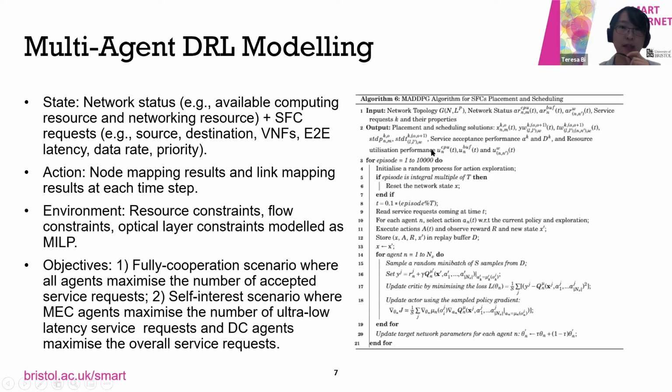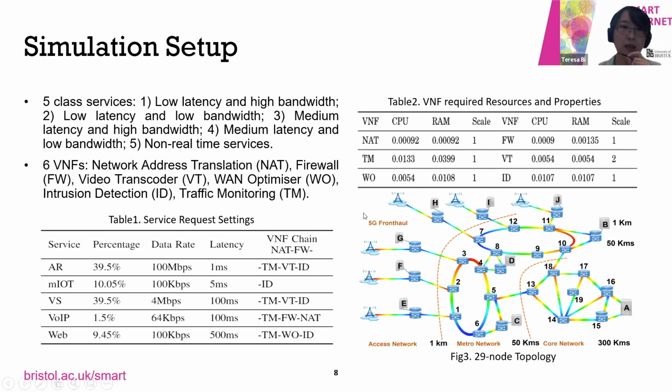And this is the MADDPG algorithm modified for this problem. This is the simulation setup. In general, I consider 5 classes of services according to their latency and bandwidth requirements, and 6 types of virtual network functions. The service request parameters and the VNF required resources and properties are listed in these 2 tables. And this figure shows the simulation topology I considered.